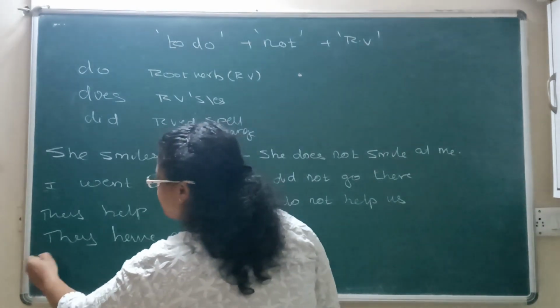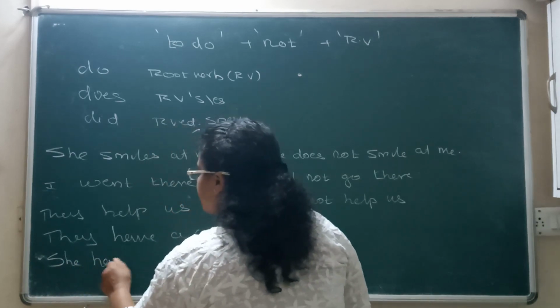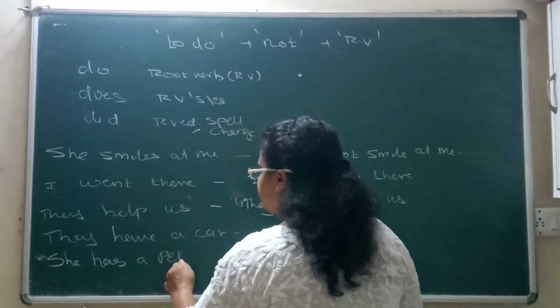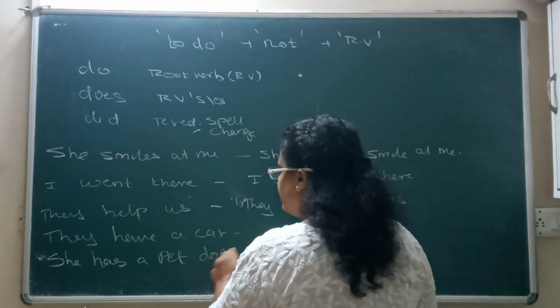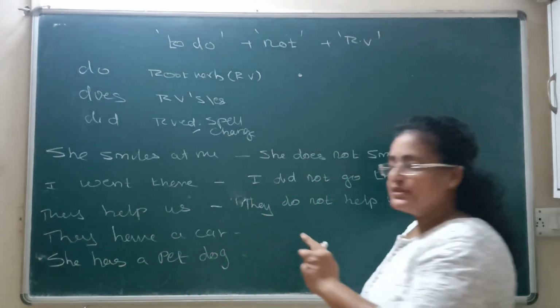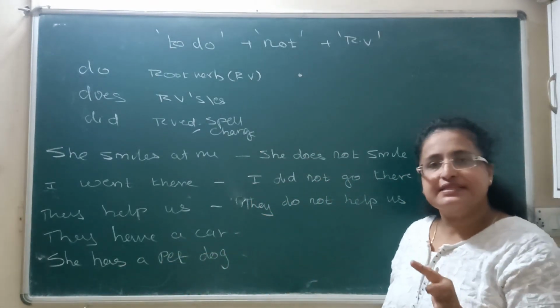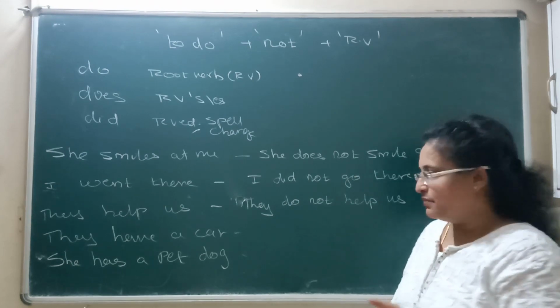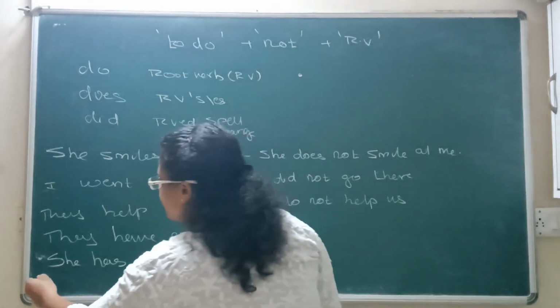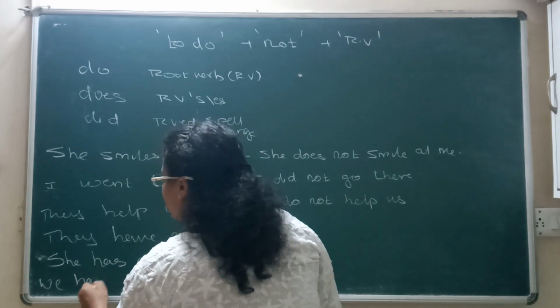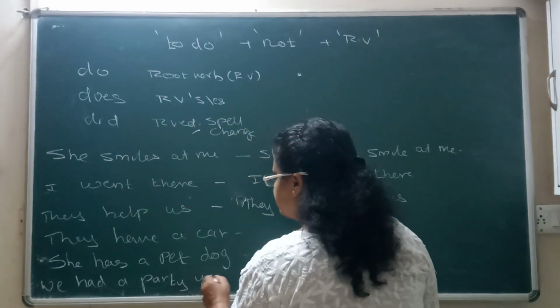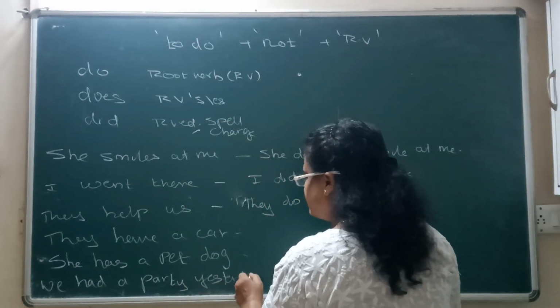Similarly, see this here. She has a pet dog. In this also, has is there. It is not used as an auxiliary verb. It is used as a finite proper verb. Okay. Now similarly, we had a party yesterday. We had a party yesterday.